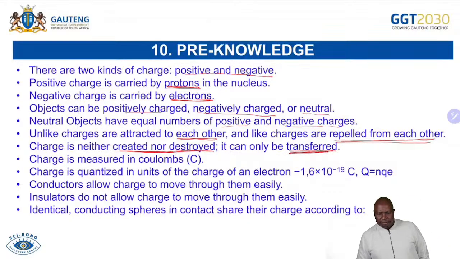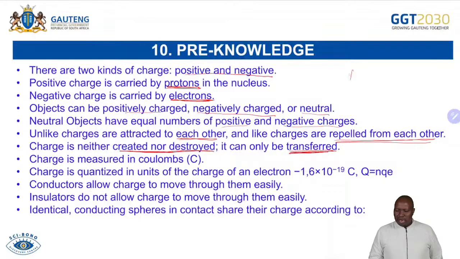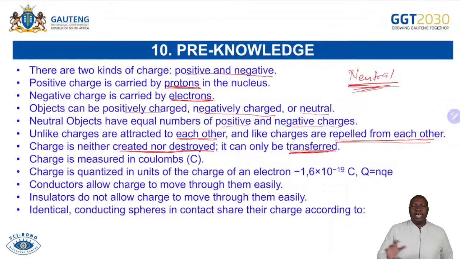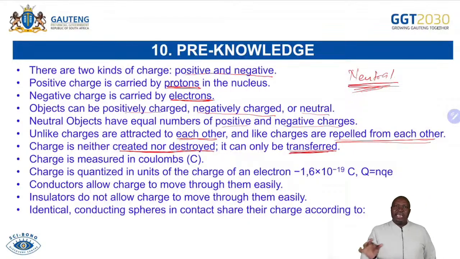So when we say this object is neutral, we are talking about the charges being balanced, the positive and the negative. They are there, but they are equal. Hence, we can transfer them, and they will become unequal. When an object is positive, we know that it has lost electrons. When it's negative, we know that it has gained electrons.